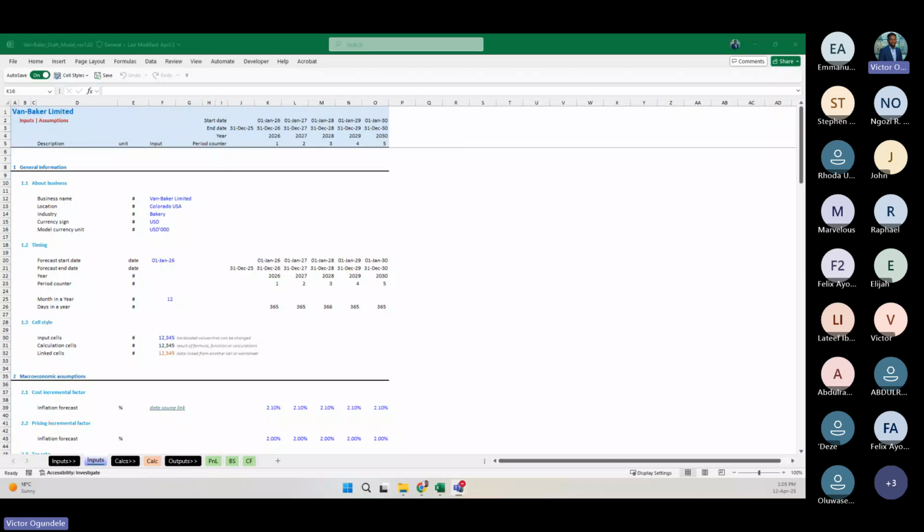Please, can anyone help us? You can unmute your mic if you want to help us answer that question. Please, anyone, just unmute your mic and help us address Elijah's question. We're having two dates on the input sheet. Why is it? Please, can anyone help us with that? You can unmute your mic.